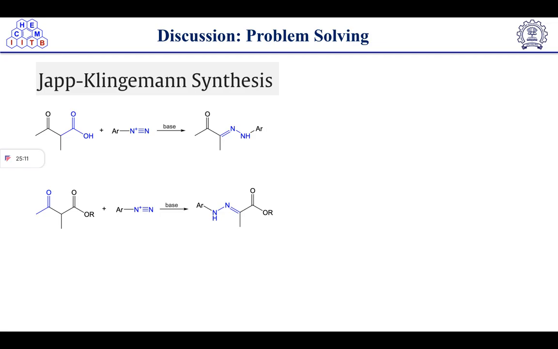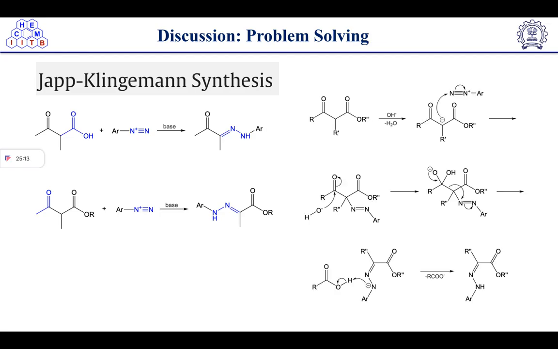Here again diazo is involved. We'll see the mechanism directly without wasting time. So here we have hydroxy ion, correct? Base, because here we have given base. So it can be NaOH, KOH, whatever. So OH minus will be there in the system. Okay? So base will always abstract the proton. You know that.